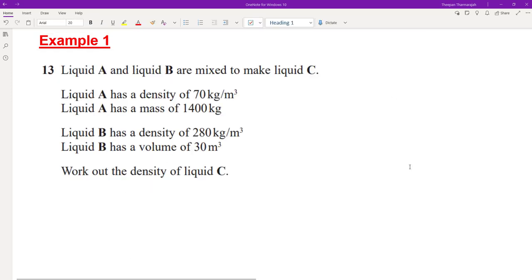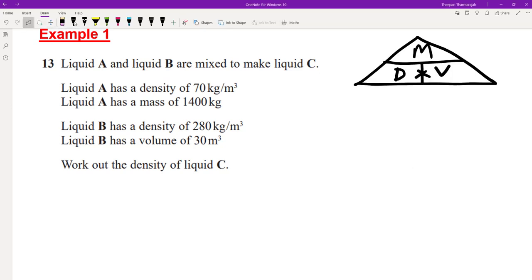Here's another style of question. So this question says liquid A and liquid B are mixed to make liquid C. Liquid A has a density of 70 kilograms per meter cubed. Liquid A has a mass of 1,400 kilograms. Liquid B has a density of 280 kilograms per meter cubed. And liquid B has a volume of 30 meter cubed. Now the question states, work out the density for liquid C.